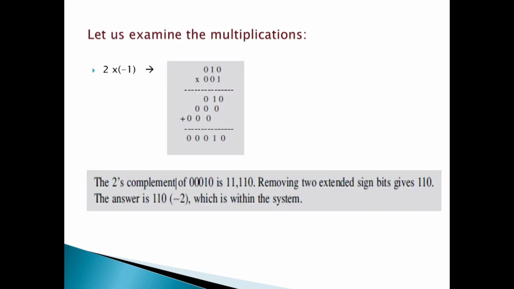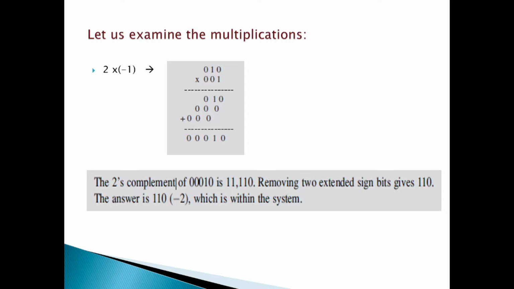Now let us perform a multiplication operation. Say 2 into -1, that is 0, 1, 0 into 0, 0, 1. Here for 2, we considered its binary form 0, 1, 0, which is also its 2's complement form. For -1, take the binary representation of 1. We get the result as 0, 0, 0, 1, 0. But as 2 into -1 yields a negative number, the 2's complement of the result is 1, 1, 1, 1, 0. After removing the two extended sign bits, we get the answer as 110, which is -2 as evident from the previous table. But there is a problem.